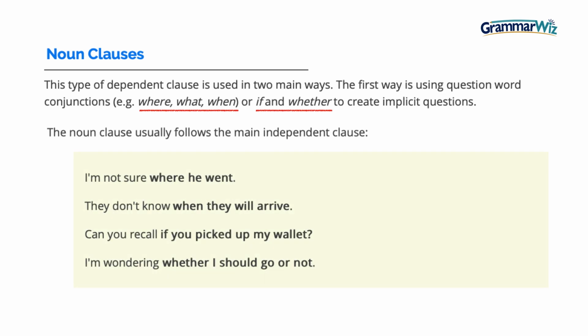And the noun clause usually follows the main independent clause. So for some examples: I'm not sure where he went. They don't know when they will arrive. Can you recall if you picked up my wallet? I'm wondering whether I should go or not.